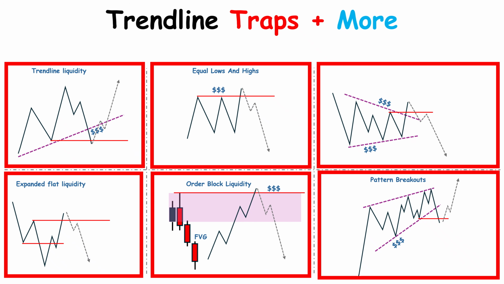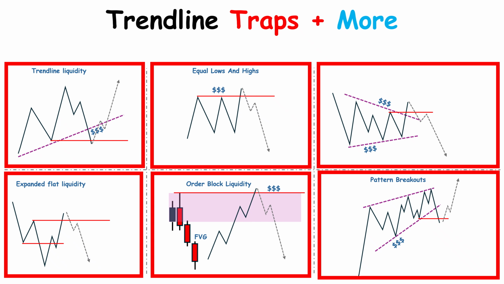Example 2, equal highs as resistance. Here's a classic setup, 2 or 3 equal highs. Retail traders call it strong resistance. They sell at the top, confident it'll hold, but the market punches through, stops them out, then dumps. It's not a breakout, it's a liquidity grab. Smart money knows where your stop loss is, and they use it against you.